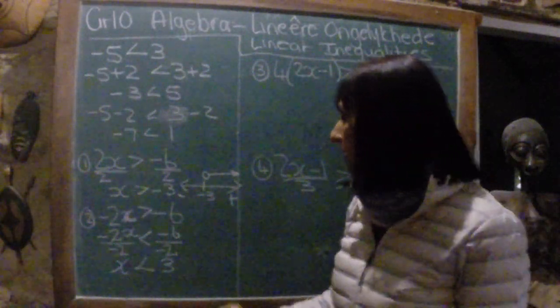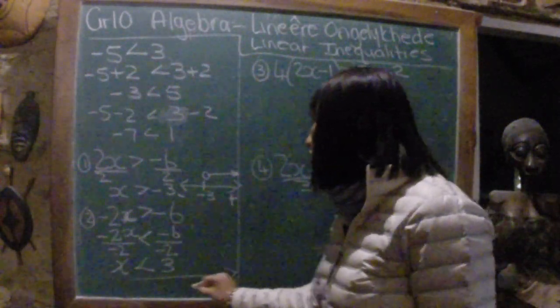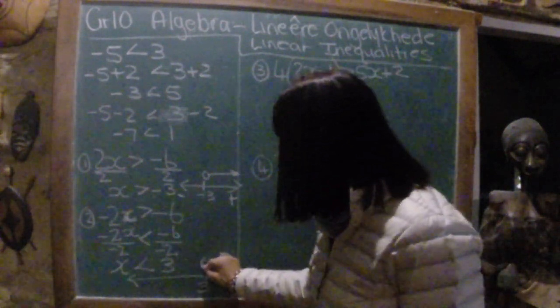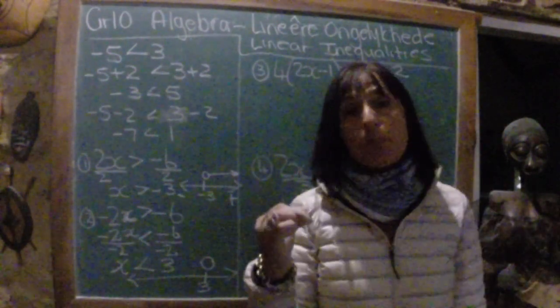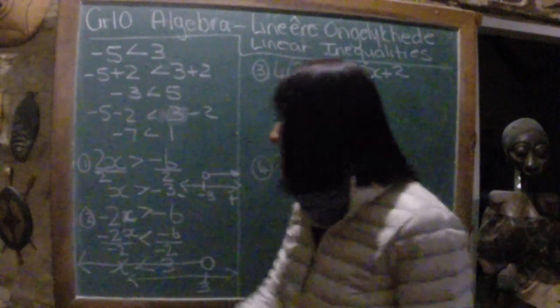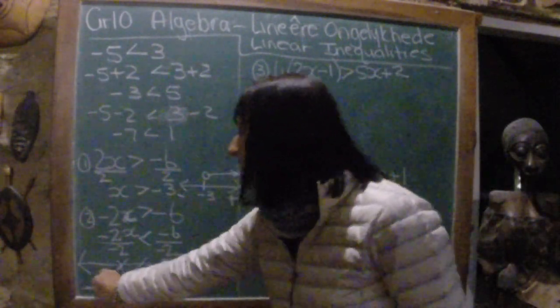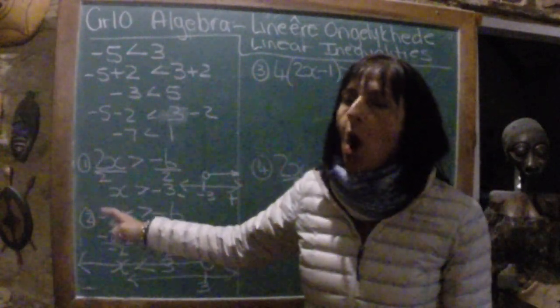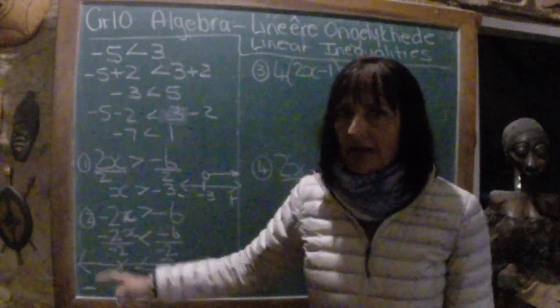Very, very important. My number line solution will then be 3. There's no equals to, so it's an open dot, and it goes to the smaller side, the negative side. See? Very important when I'm dividing or multiplying with a negative.